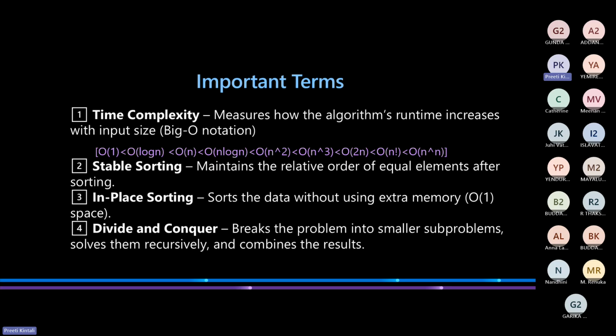Then the third term is in-place sorting. In-place sorting means sorting the data without using extra memory or space. That means we don't need any extra space for sorting.